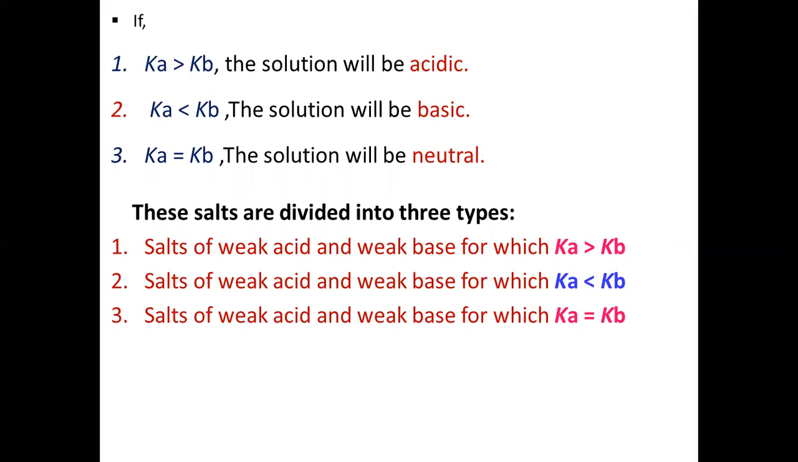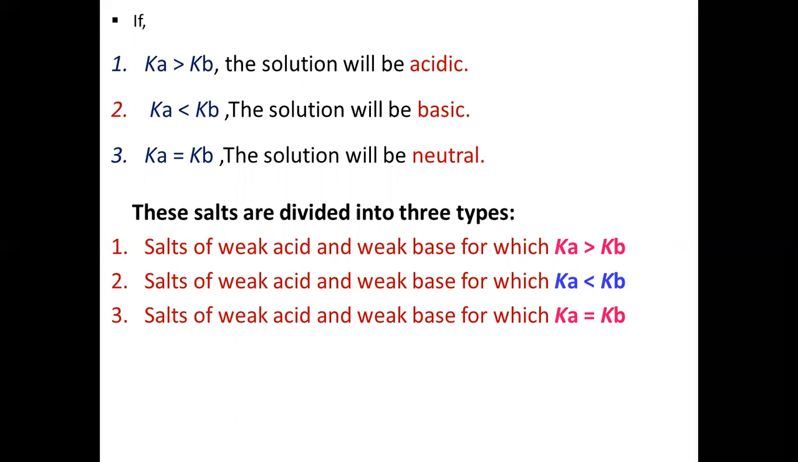In the second case, it's vice versa. If the dissociation constant of the acid, that means Ka, is less than Kb, the dissociation constant of the base, what will be the nature of the solution? The nature of the solution will be basic. That means here Kb is greater than Ka. Ka is less than Kb, so the dissociation constant of the base is greater than the dissociation constant of the acid. So in that case, the solution will be basic in nature.